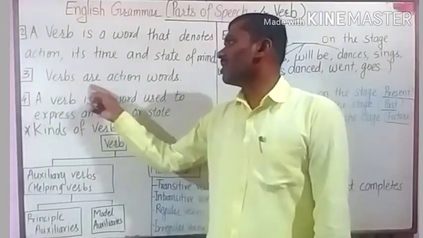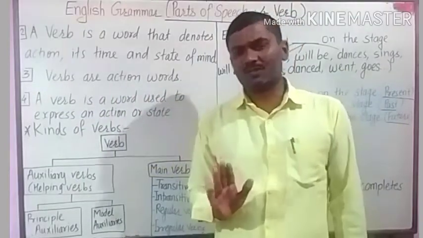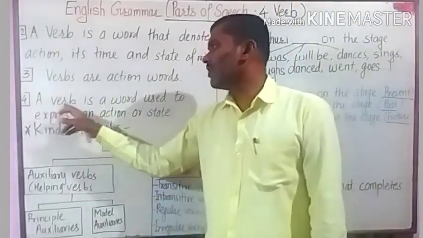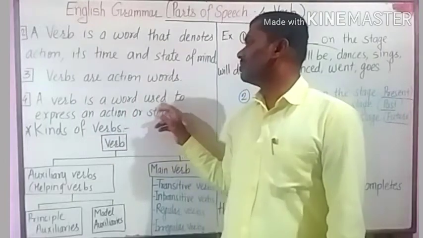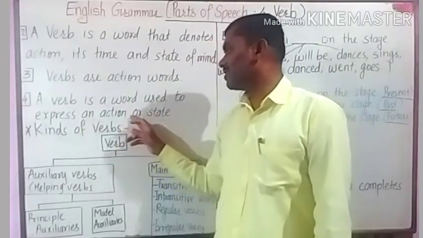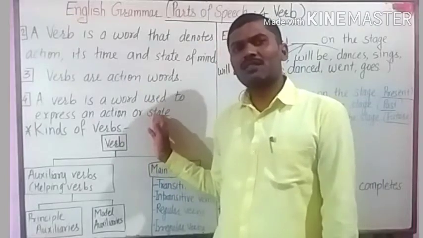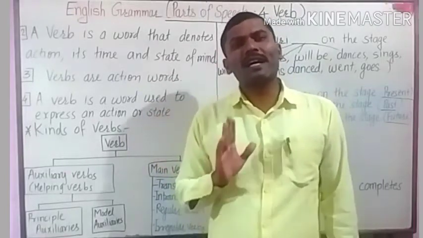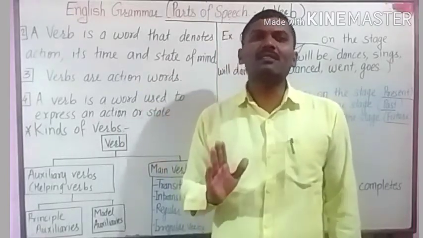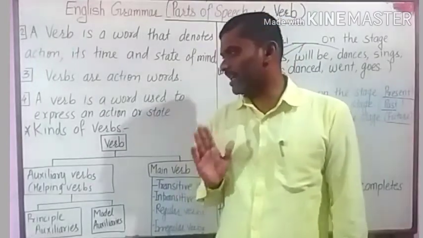Number 3, verbs are action words. Number 4, a verb is a word used to express an action or state. This definition also tells us verbs are action words that tell us action and state of mind.